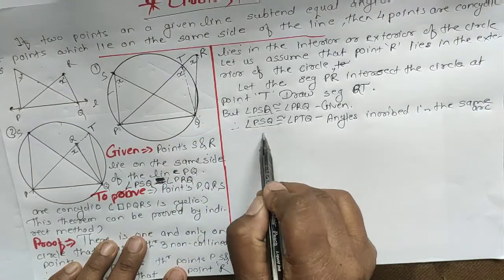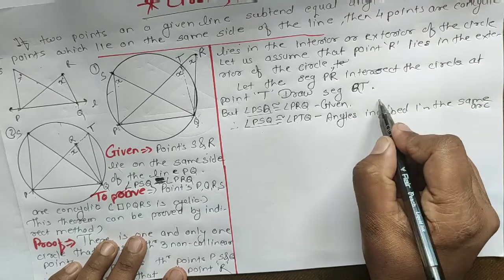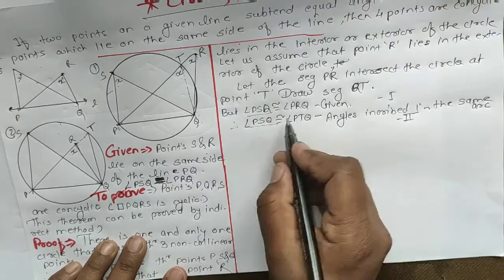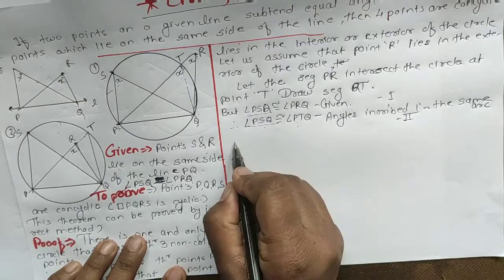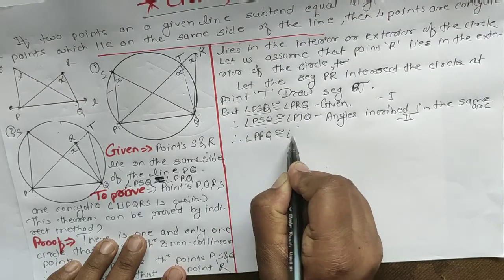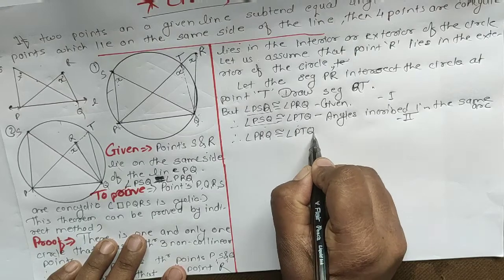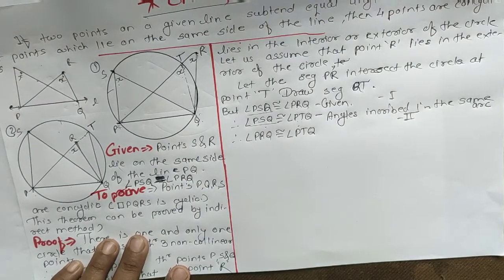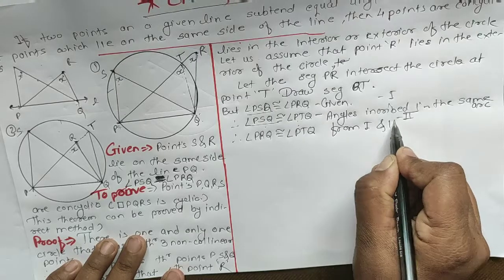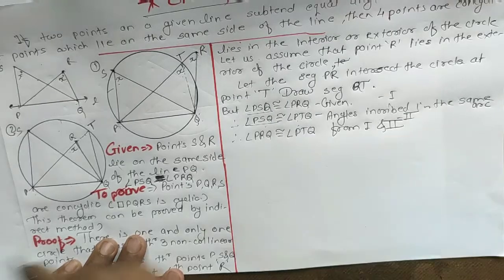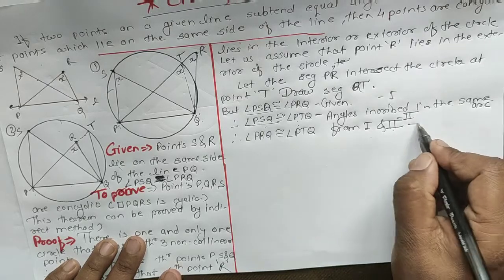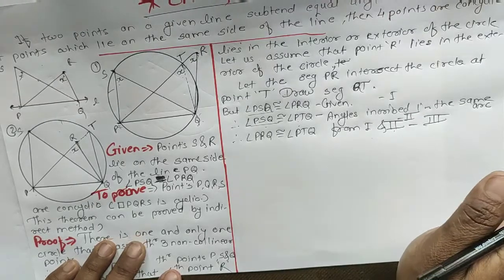So PSQ and PSQ are the same, therefore from 1 and 2 you write statement 1 here and statement 2 there. The left-hand sides are equal, so the right-hand sides are also equal, therefore angle PRQ is congruent to angle PTQ. These two are congruent from 1 and 2, and that is our statement number 3.